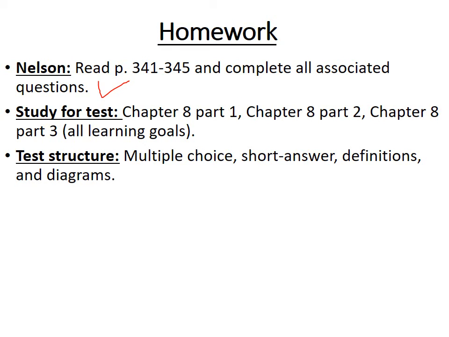At this point, we finished Chapter 8 in the evolution unit, so you should be preparing for your test, which will cover Chapter 8, Part 1, Part 2, Part 3, all the learning goals within, including Hardy-Weinberg equations and cladograms and phylogenetic trees. The test structure will look something like this: multiple choice, short answer, maybe some definitions in there, and also some diagrams.